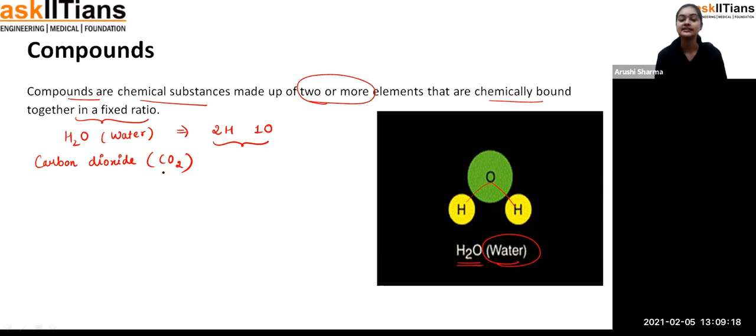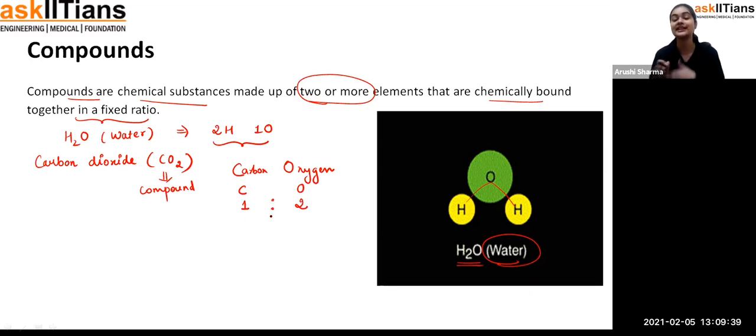Exactly, student. CO2 is also a compound. Why are we calling it a compound? Because the elements are carbon and oxygen. Exactly. Carbon and oxygen are the elements present in it, that is C, and that is oxygen. And carbon is 1 and oxygen is 2. That means they are present in the ratio 1:2, and it is not going to be changed at any cost.